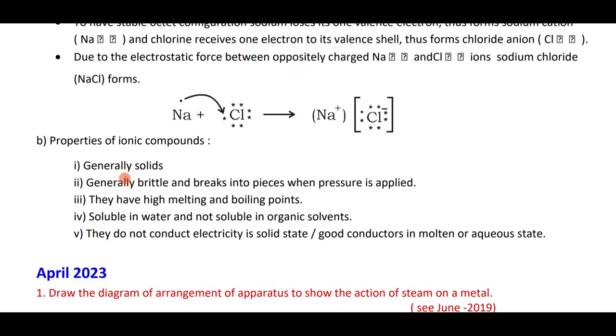Properties of ionic compounds. Ionic compounds are generally solids, generally brittle, and break into pieces when pressure is applied. They have high melting and boiling points, are soluble in water, and not soluble in organic solvents. They do not conduct electricity in solid state, but they conduct electricity in molten state because ions are available in the molten state. The ions are responsible for the conduction of electricity.